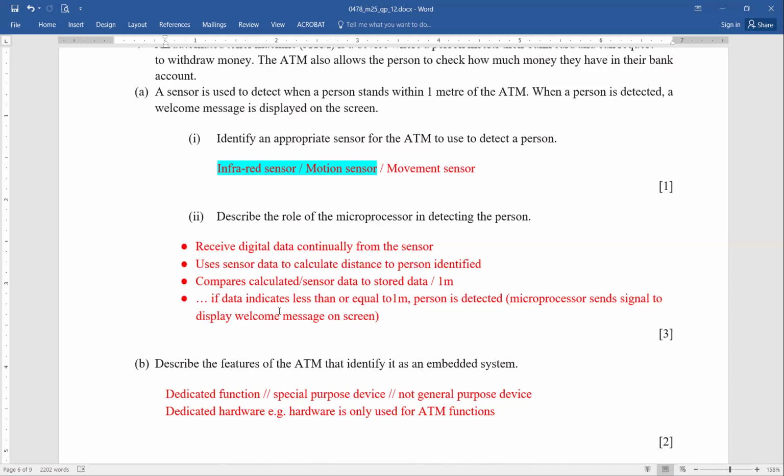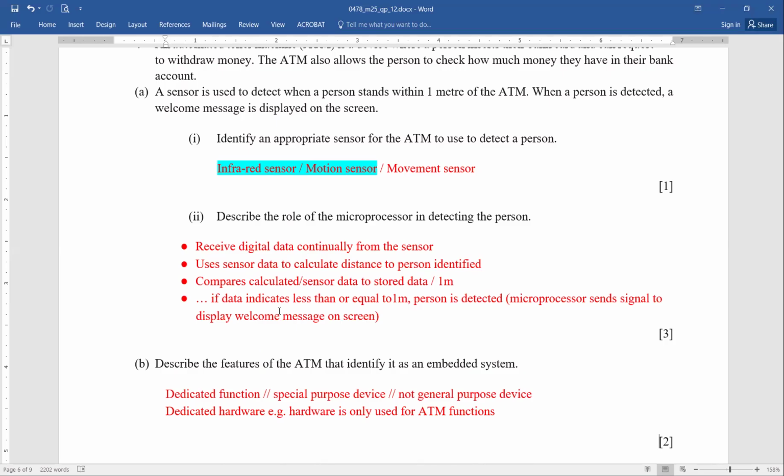For example, an ATM is only there to dispense cash. Its hardware is only meant to dispense cash, no other thing. It's not going to do any other thing except what it is designed for. So since the ATM has a dedicated function, it's designed for one particular task only. It is not a general purpose machine like our computers. That is why this is the feature that makes it an embedded system.